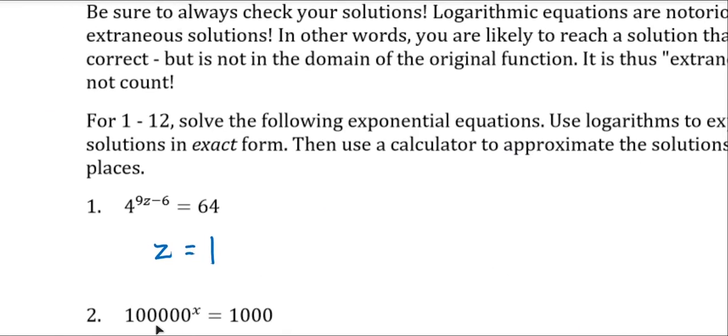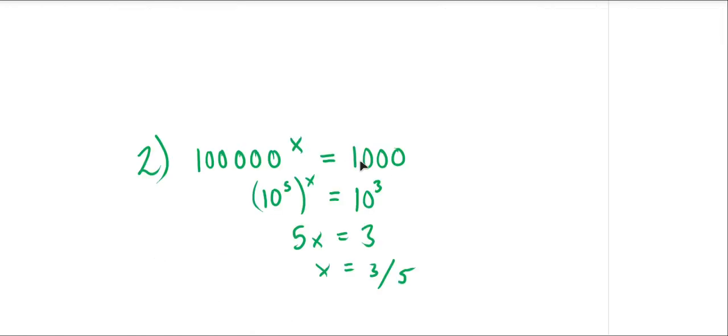Here we have 100,000 to the power of x is equal to 1,000. What's x? Again, I think this is best done by writing both sides with a common base. And rather than thinking about what power of 1,000 I should be raising to get to 100,000, what we should do is write them both as base 10. 100,000 is 10 to the 5, and 1,000 is 10 to the 3.